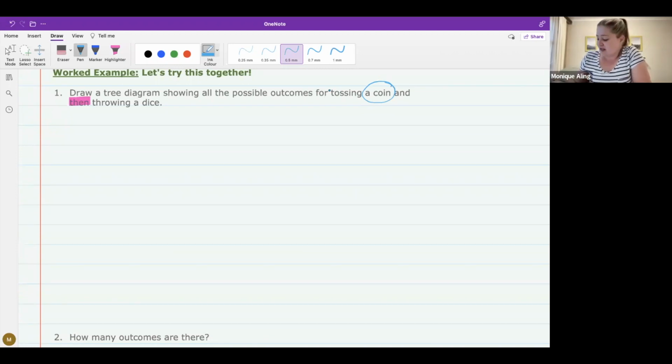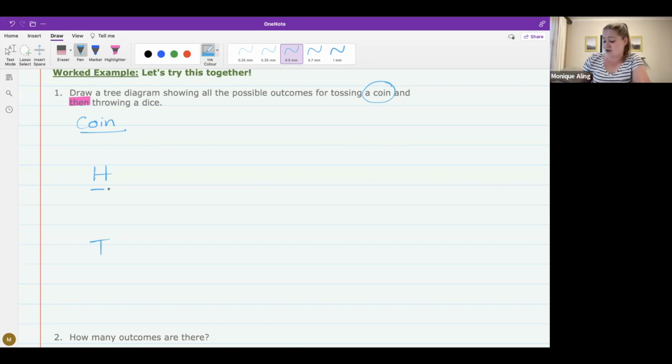When we start the tree diagram, I always just put the heading. You don't need to put this in, but I'm going to look at the coin first. When you toss a coin, you have 2 options. You either can land on heads or you can land on tails. Okay, then the dice is thrown. So you've thrown the coin.